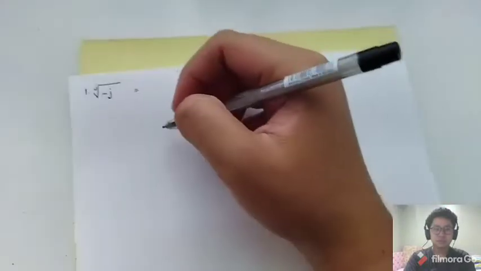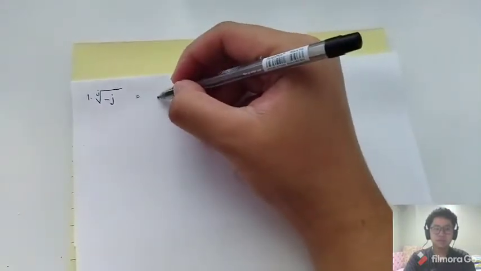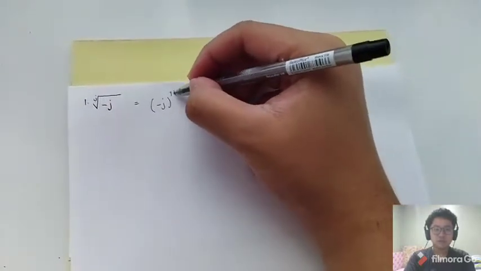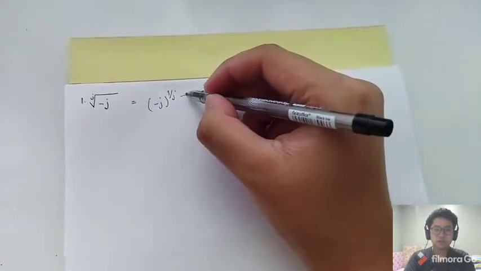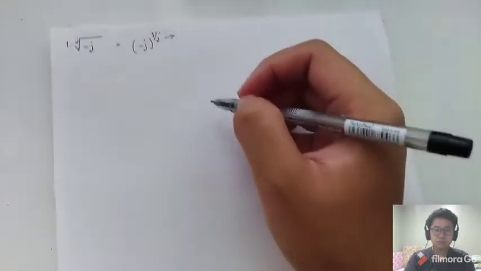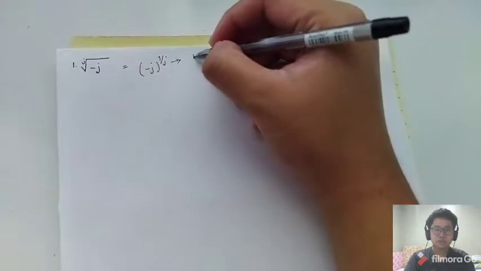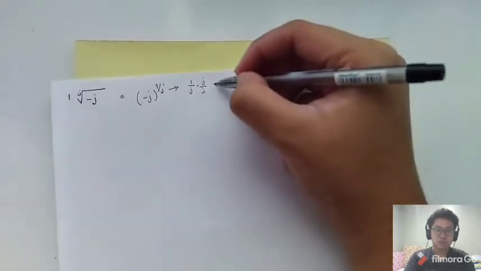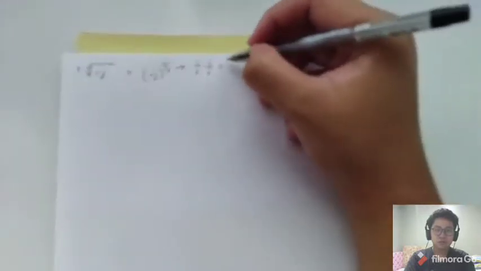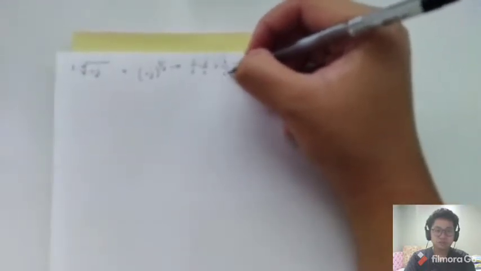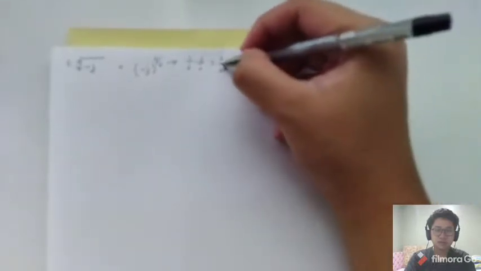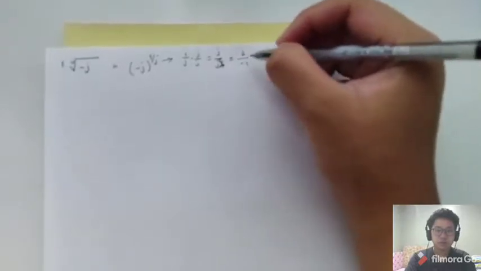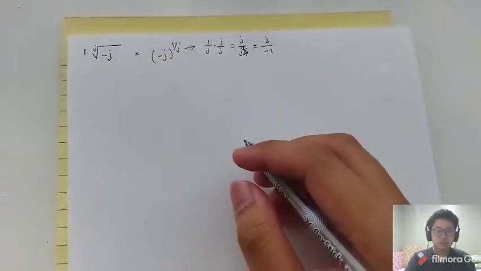The first problem is the jth root of negative j, which is equal to negative j raised to 1 over j. Simplifying the exponent by multiplying 1 over j times j over j, that is j over j squared. And the value for j squared is just negative 1. So j divided by negative 1 is equal to negative j.